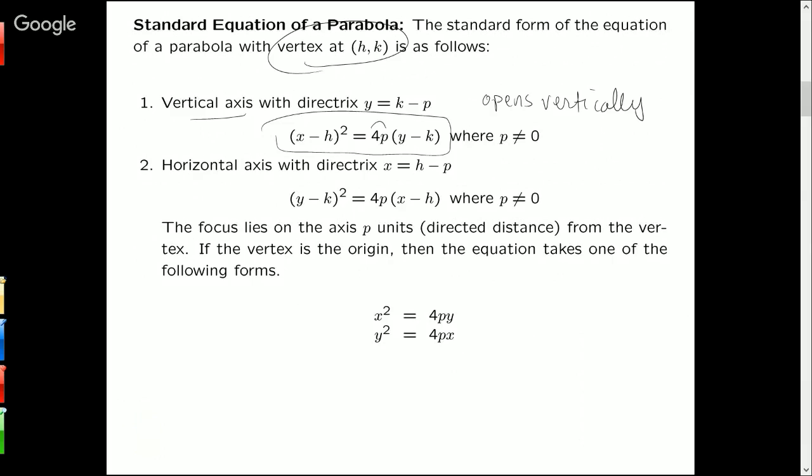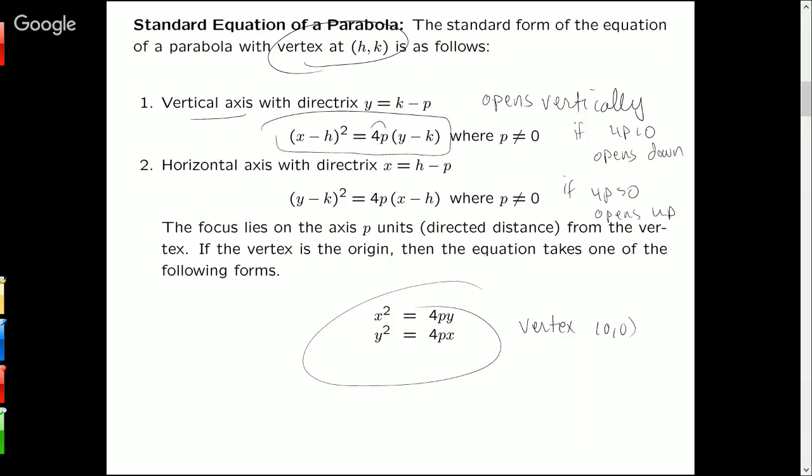If the 4p is negative, then it opens down. If 4p is positive, it opens up. If you don't have h and k, if there is 0, then this is a vertex at the origin. And you don't have to be terribly precise on your graphs. You can actually just find your vertex and then know which direction is opening, and you can get your graphs for them. So let's actually do these.